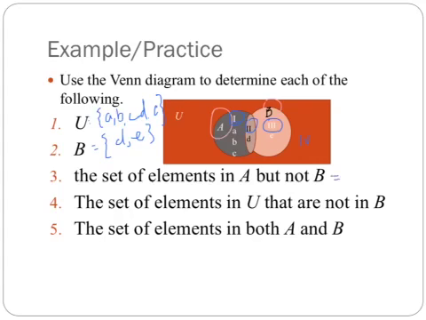So the set of elements in A, but not in B. So that would just be A, B, and C, because D is in fact in B, so we want to exclude that. Excuse me. The set of elements in U that are not in B. So again, that would be the set A, B, C.